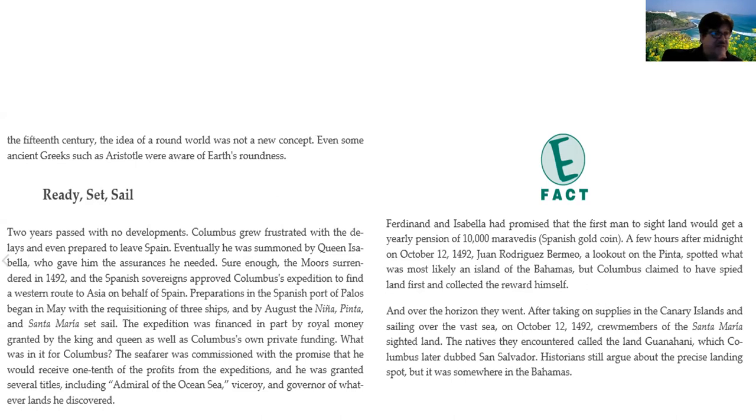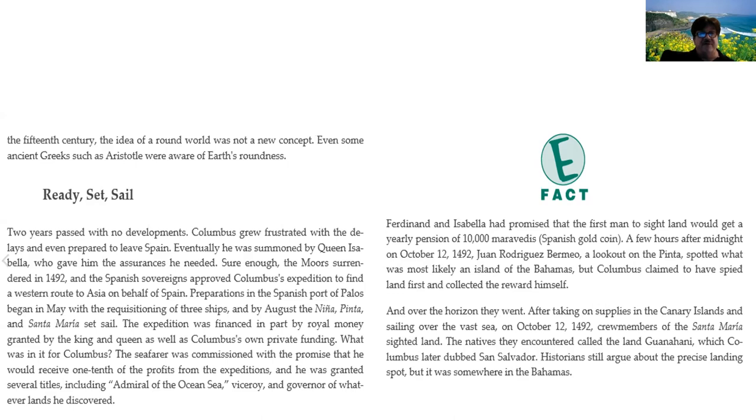Okay, and then we have ready, set, sail. And 2 years passed with no development. So remember, he waited 4, and now he's waiting another 2. Columbus grew frustrated with the delays and even prepared to leave Spain. Eventually, he was summoned or called forth by Queen Isabella, who gave him the assurances he needed, basically giving him the okay.